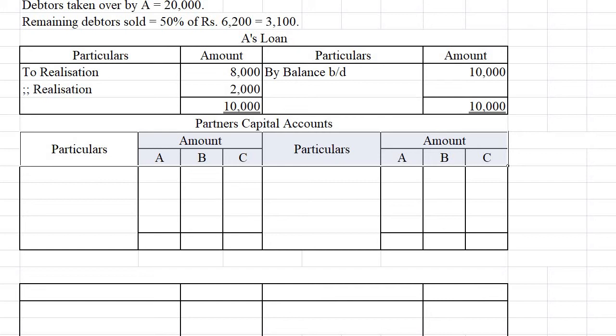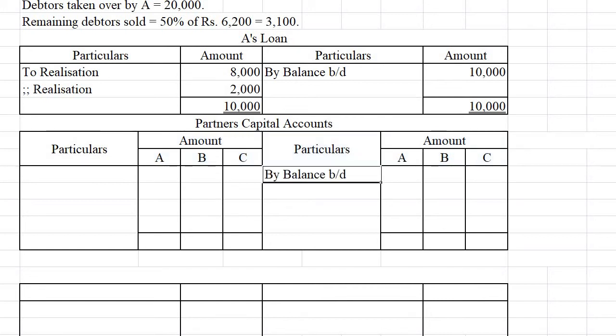Okay. Let us write the opening balance first. By balance brought down for A, B and C. It is there in the balance sheet. 27,500, then 10,000, then 7,000. Okay. Now what we have to do? We have to write realization. That means liability is taken over. Liability is taken over by whom? By A and C. Both have taken liability.